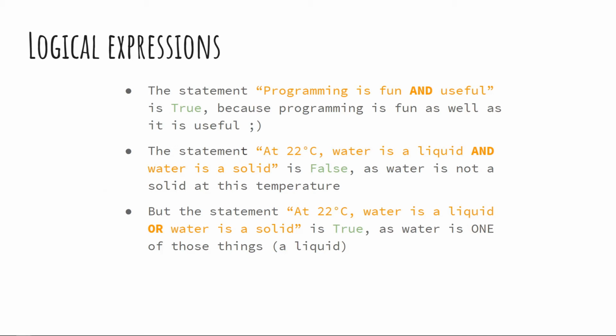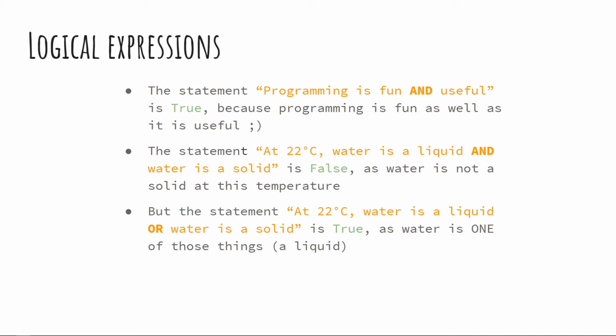So we're now going to talk about logical expressions. So logical expressions are kind of like our relational operators from earlier, except our relational operators took in two numbers and gave us back a Boolean. Logical expressions take in two Booleans and give us back another Boolean.